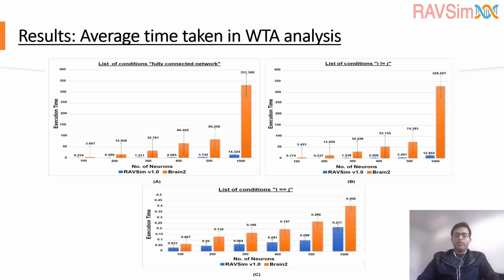For the average time taken in VT analysis, we use six different sets of neurons, where you can see 100 to 500, and then we use 1000 neurons. It means that we tested the RAVSim simulator up to 1000 neurons in the three different lists of conditions. As you can see on the condition I not equal to J, RAVSim is able to achieve an execution time of approximately 12 milliseconds with 1000 neurons, and the Brian2 simulator uses approximately 328 milliseconds. Why? Because I not equal to J is the most complicated condition, where this model needs a lot of computation, and we can see a big difference in how much faster RAVSim is compared to the Brian2 simulator.